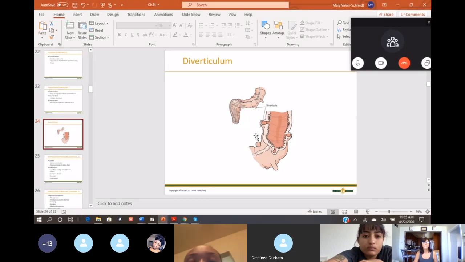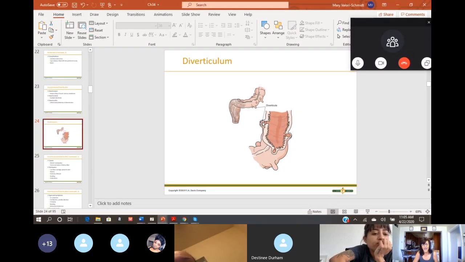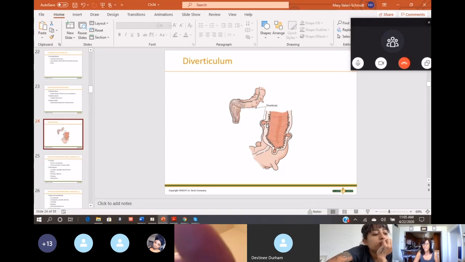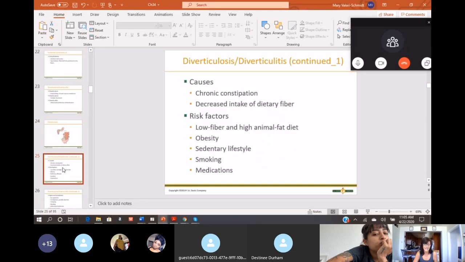For example, fruits with seeds in them, or seeds in general, like sesame seeds or pumpkin seeds, rye bread that has the little seeds on it. Anything that's got seeds like that, the seeds can get hung up in the little pouches, stuck there. And then they can become inflamed and infected. And that's also very painful when that happens, when the diverticulum gets infected.